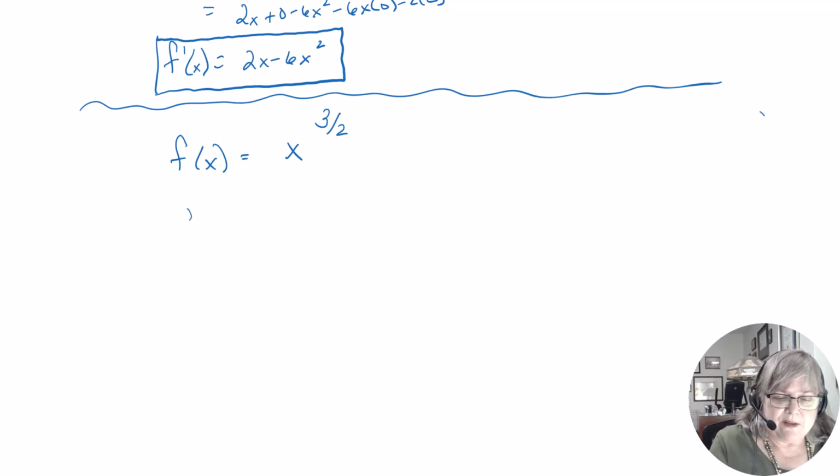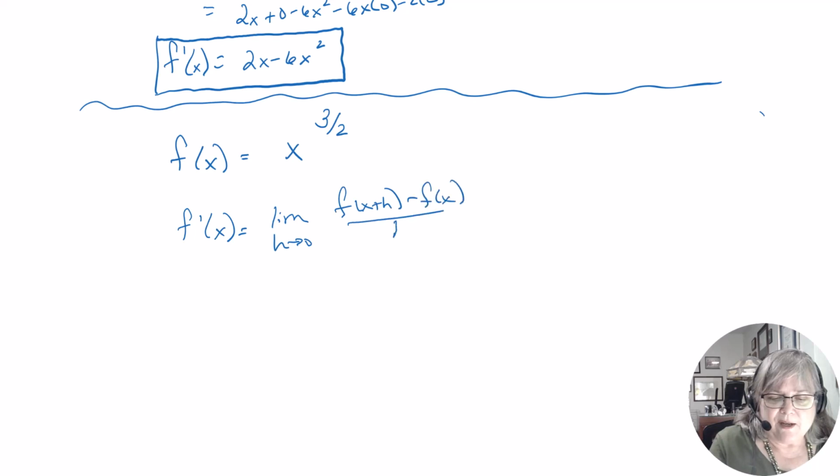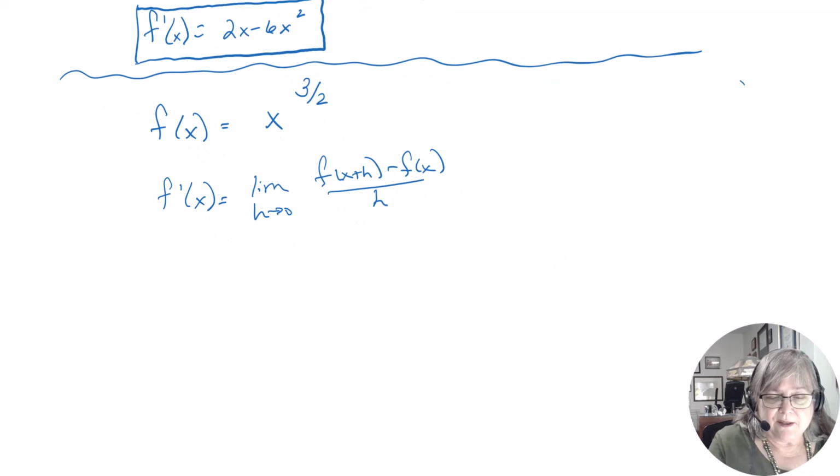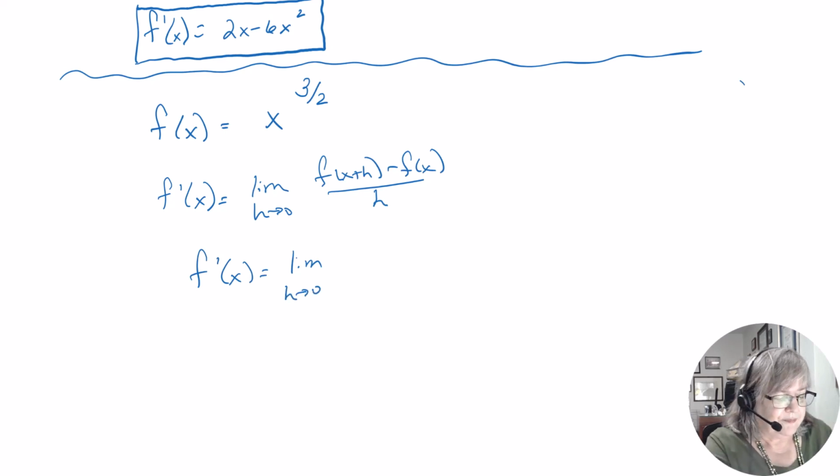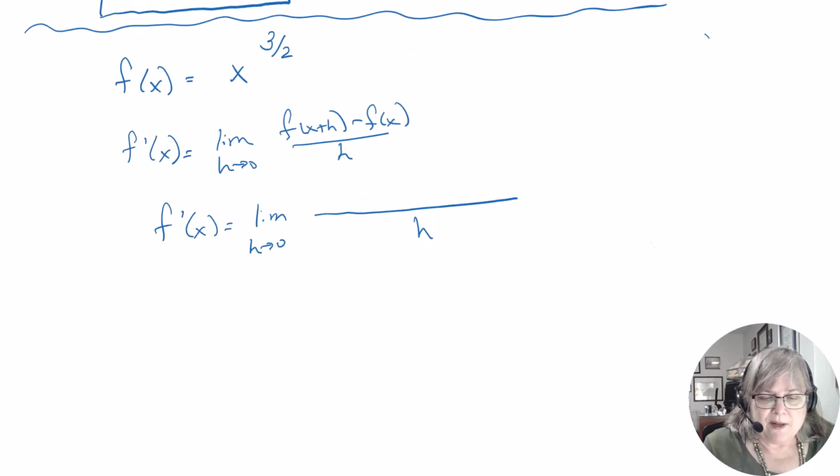So I want to find the derivative, or they could have asked me for the instantaneous slope at some particular point. And so this is the limit as h goes to 0 of f of x plus h minus f of x over h, because we're going to memorize it. So f prime of x is the limit as h goes to 0 of h is always h. This part at the end is always your original function.